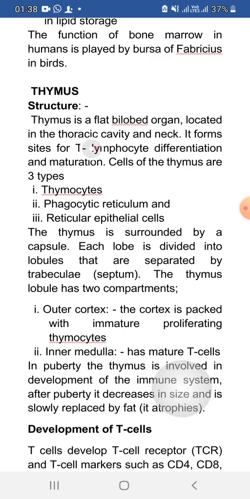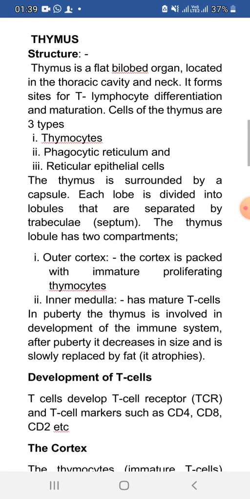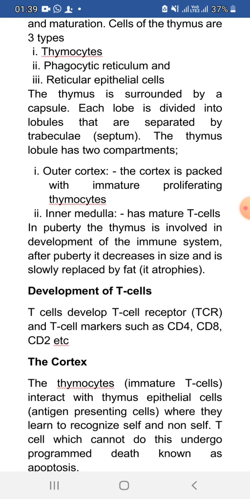It is a place where T cell lymphocytes develop and mature. The cells in the thymus are thymocytes. These are immature T cells which are developing. Then phagocytic reticulum or reticular epithelial cells form the antigen presenting cells. It is encapsulated. Each lobe is divided into lobules by trabeculae. I had mentioned that. Each lobule is divided into outer cortex and inner medulla.